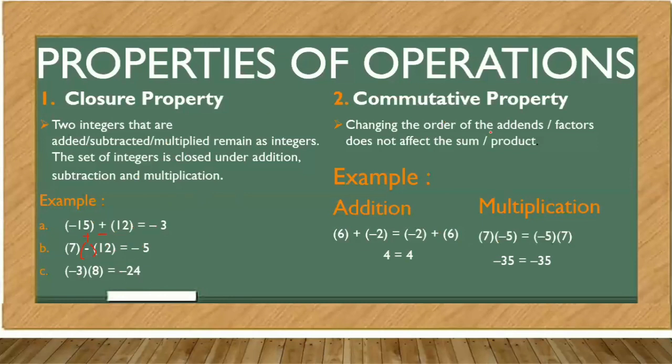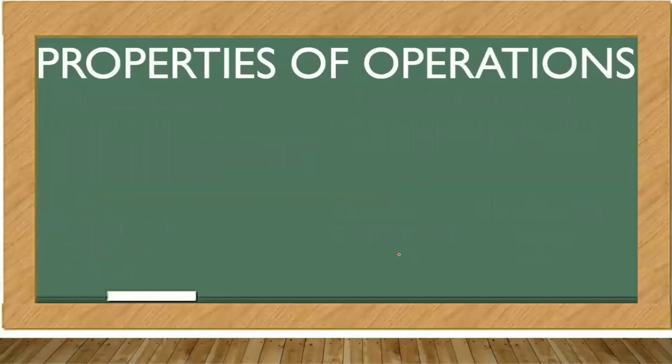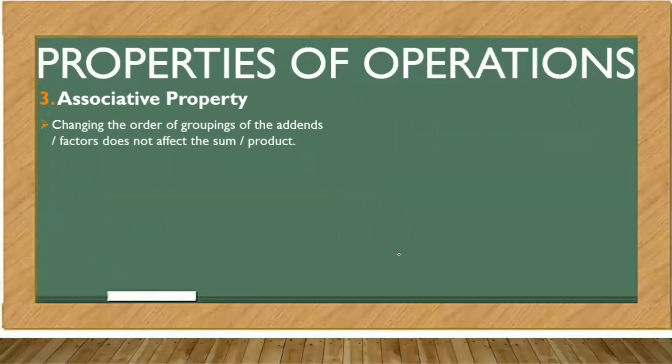Pag commutative property naman, pinagbabaliktad natin yung addends saka yung ating factor pag multiplication. Okay? So, pag yung sagot nila ay same pa din, that means commutative property. Alright? Third, we have associative property. When we say associative property, changing the order of groupings.